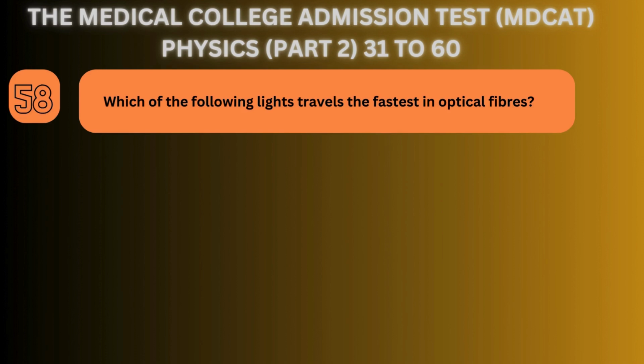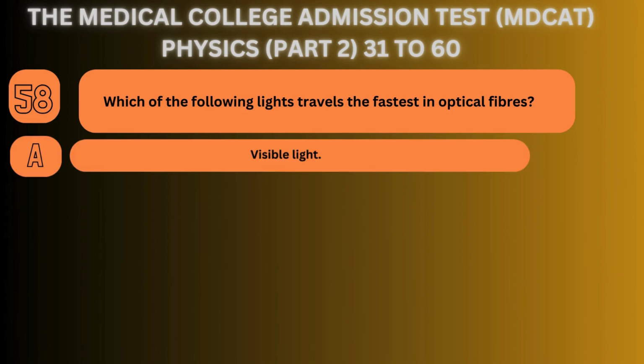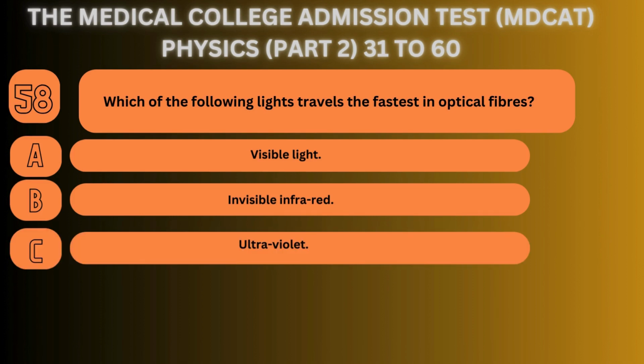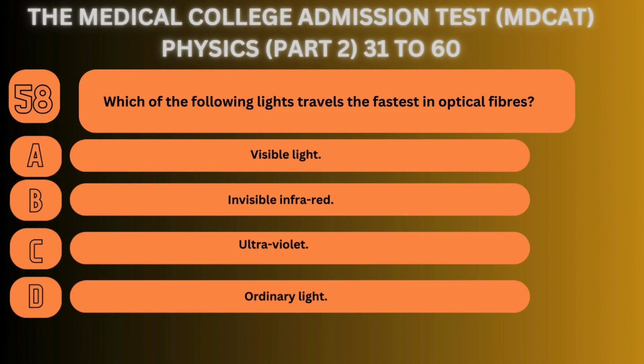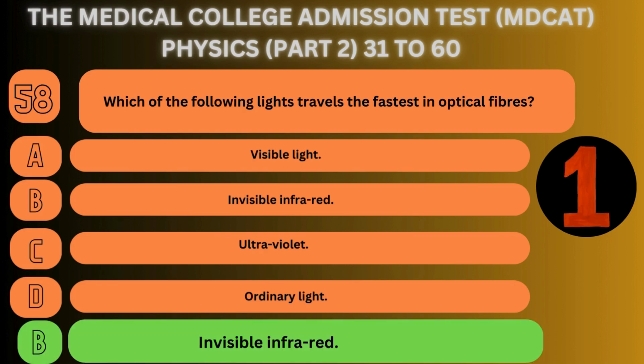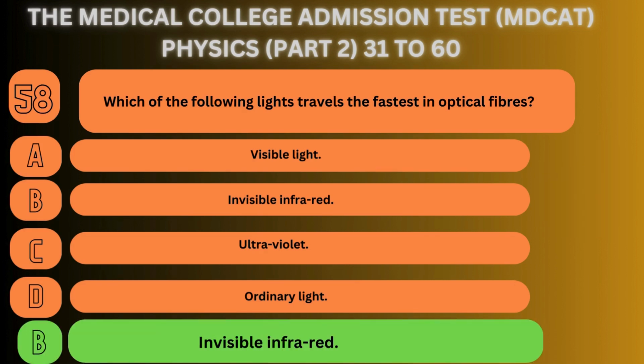Question number 58. Which of the following lights travels the fastest in optical fibers? Option A, visible light. Option B, invisible infrared. Option C, ultraviolet. Option D, ordinary light. 5, 4, 3, 2, 1. Correct option is B, invisible infrared.